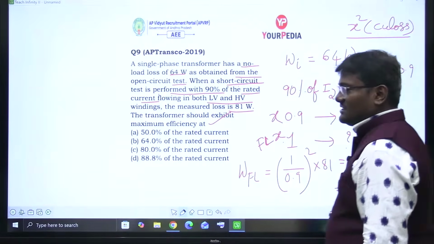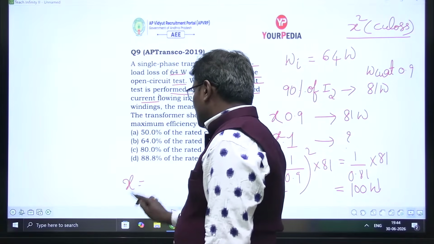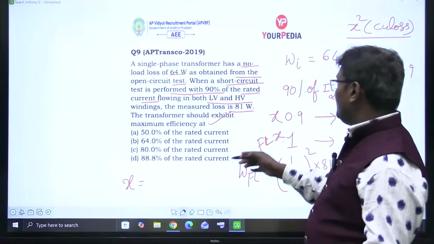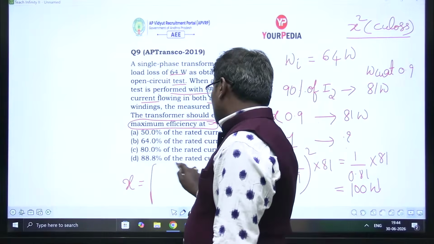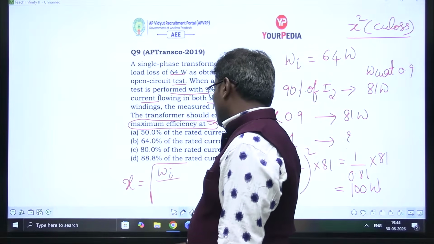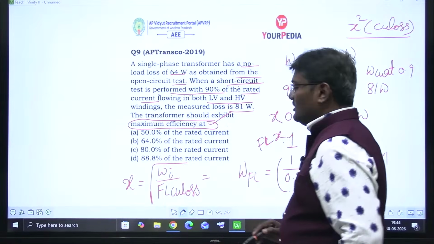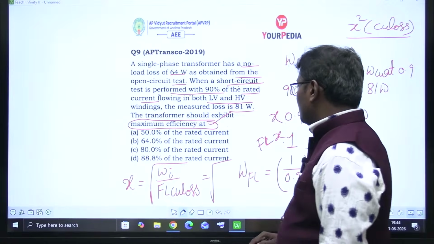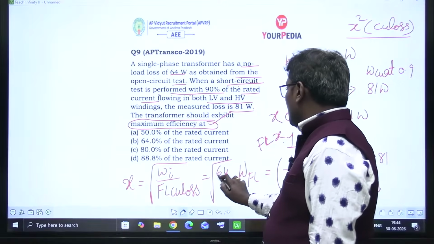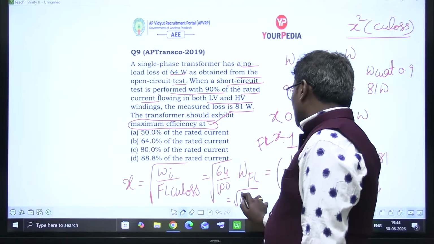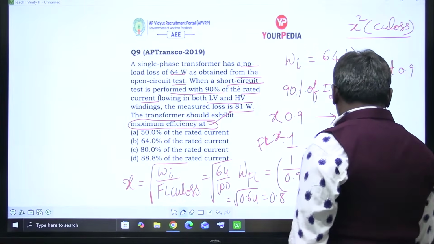So if I know the full load copper losses, x is a fraction. At what fraction will the maximum efficiency take place? Maximum efficiency takes place where x is equal to under root of iron losses by full load copper losses. So what is iron losses? Iron losses is given as 64 by 100, 0.64. This is 0.8.